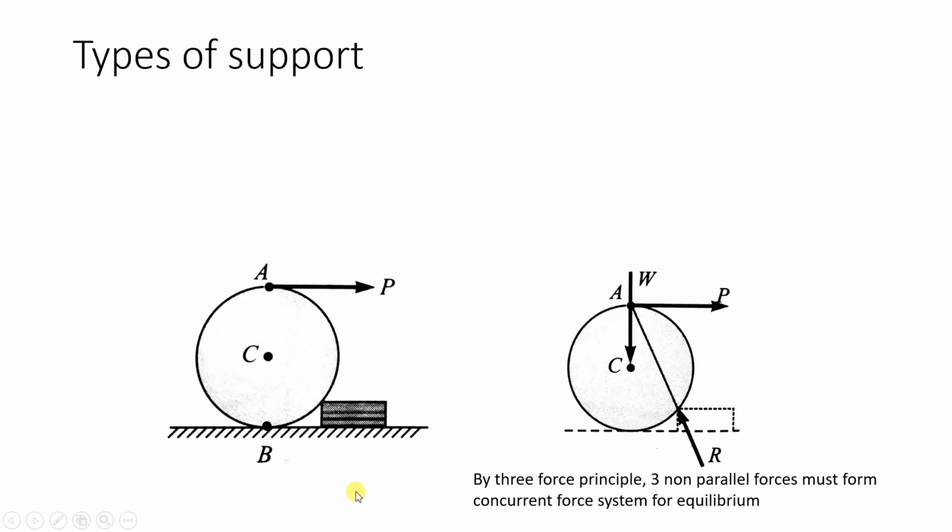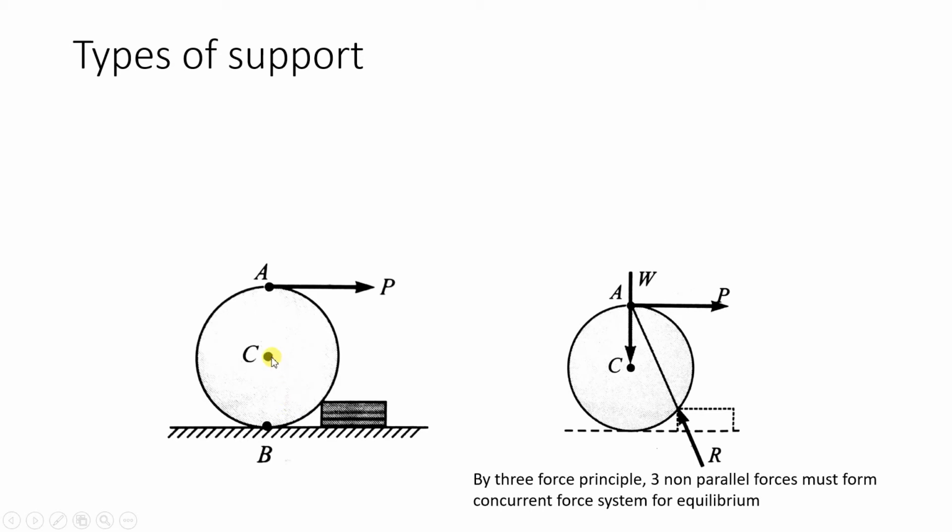Okay. Now in the second example, you can see again we have a cylinder and a rectangular block. We have point B, point C and point A. Here also force P is applied such that the cylinder will just roll about the block. So in this case, what will happen?